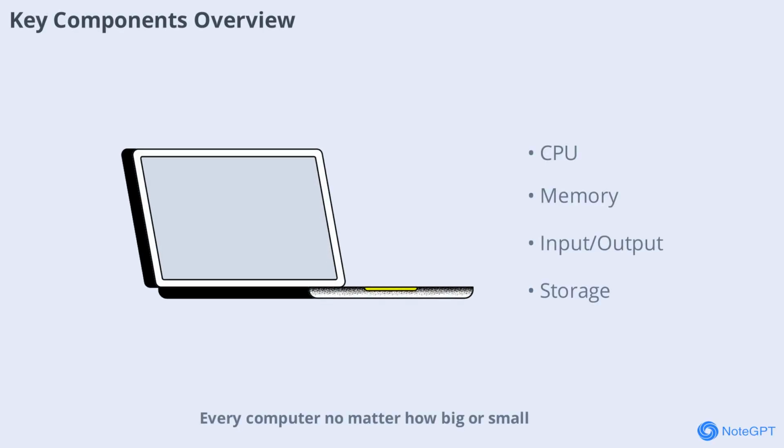Every computer, no matter how big or small, is built from a few essential components. These include the central processing unit, CPU, memory, input-output devices, and storage. Each part plays a unique role in making sure your computer runs smoothly. In the next few scenes, we'll dive deeper into each of these components, exploring how they work together to process information and deliver the performance we expect.